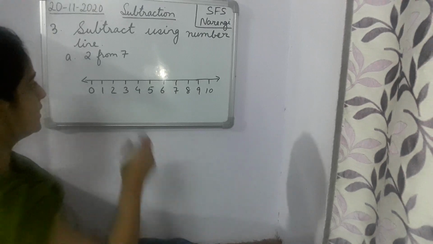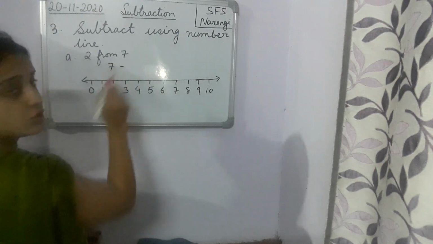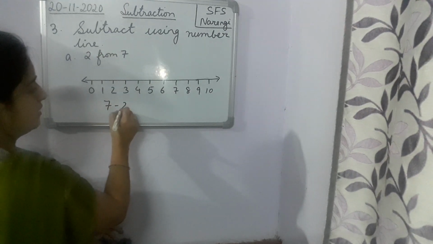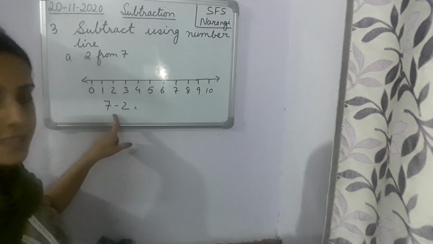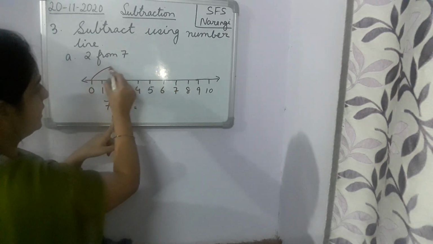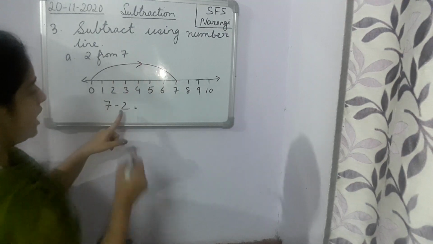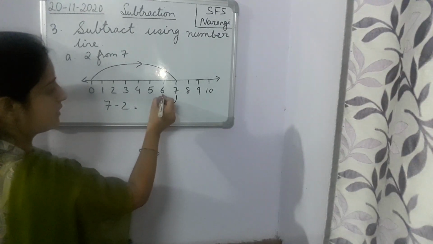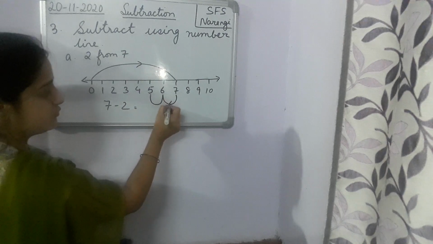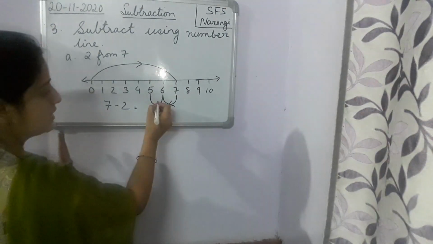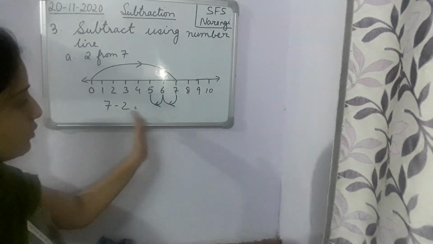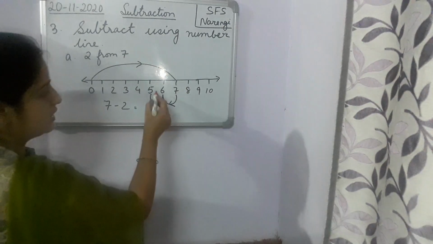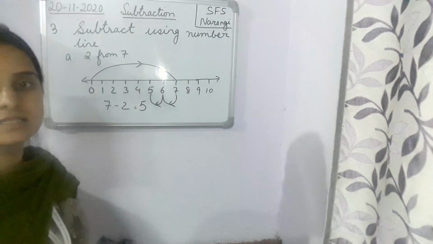Okay? So it is written 2 from 7. 2 from 7 means, children, 7 minus 2. Right? 7 minus 2. So the number starts from 7. So the arrow will start from, let's move till 7. Now how many steps will come back? Will come back 2 steps. That is 1, 2. So you have to give arrows here also, that we are moving towards the left side. So children, where did it stop? It stopped on number 5. So the answer is 5.